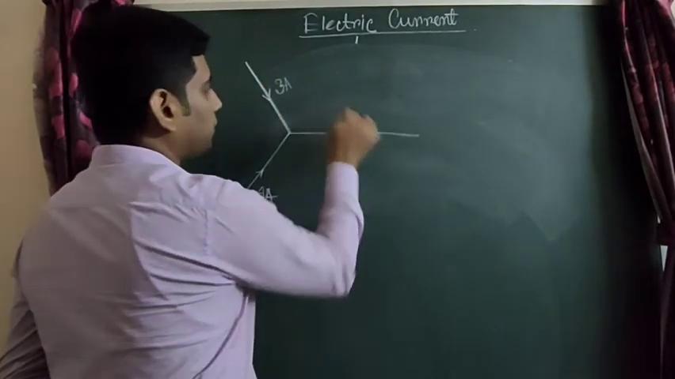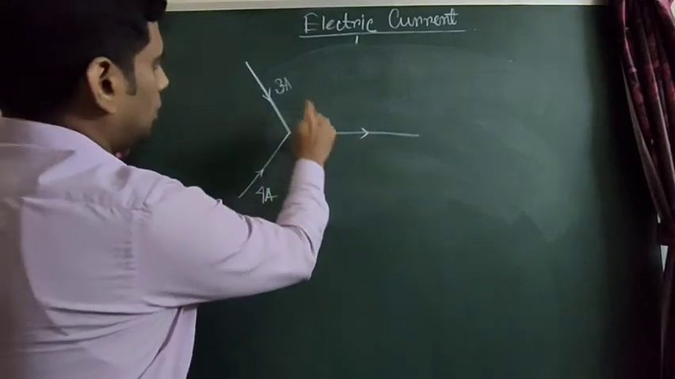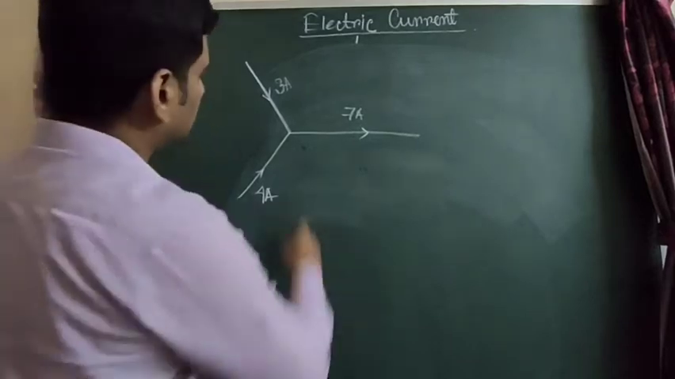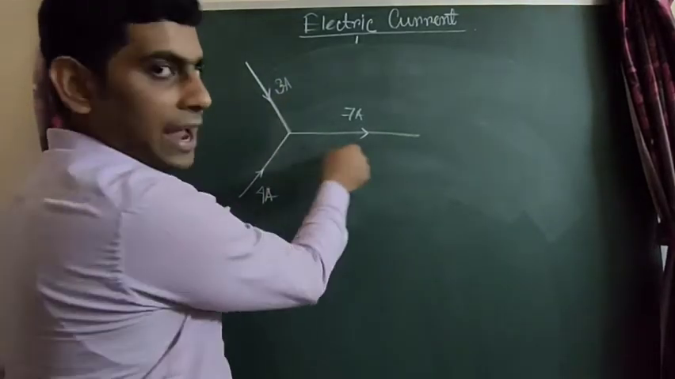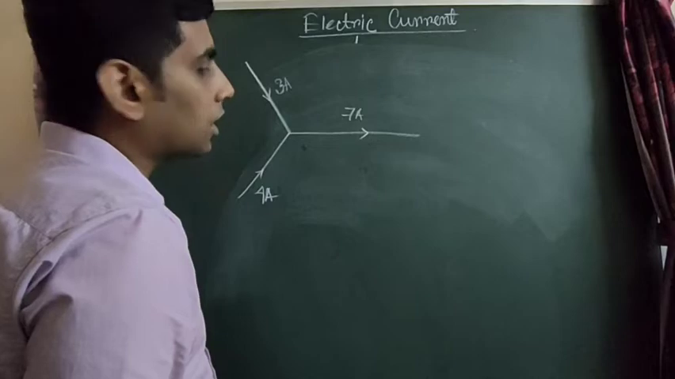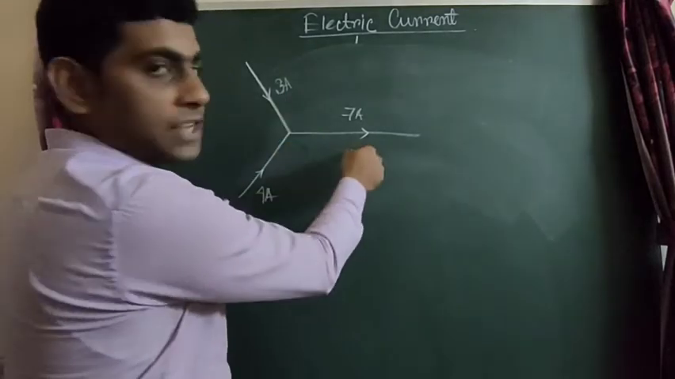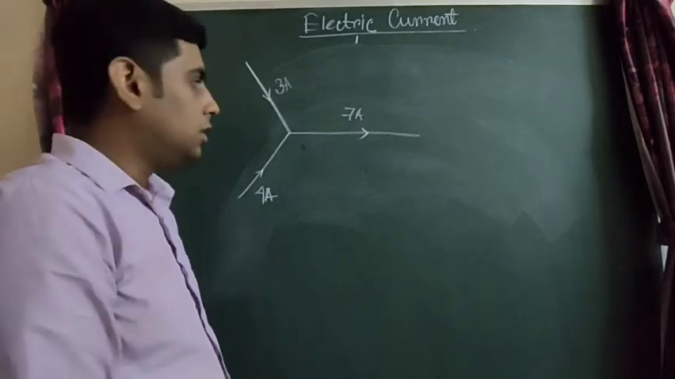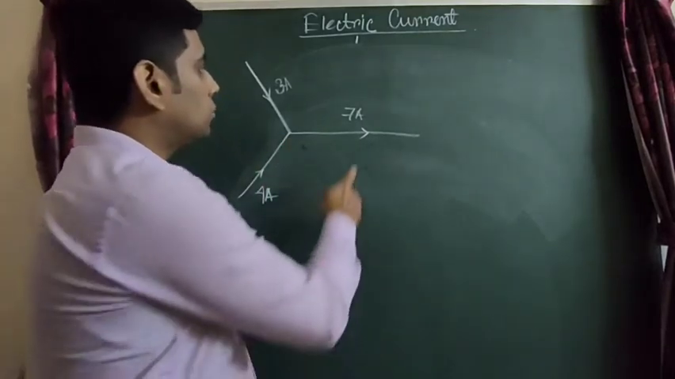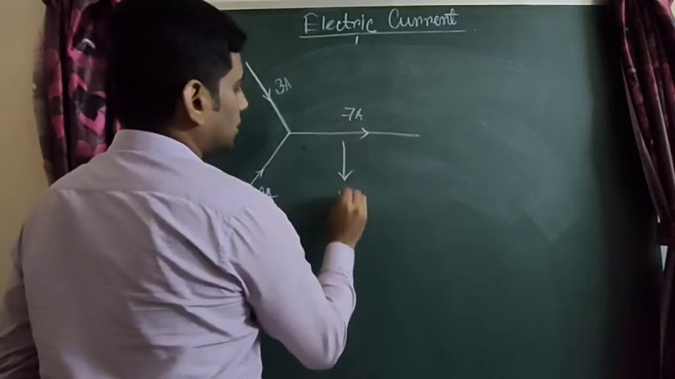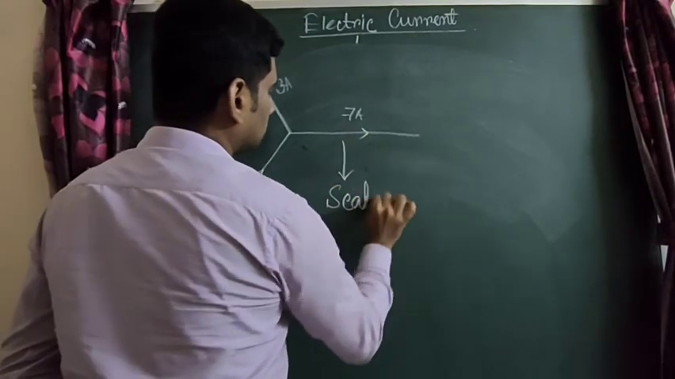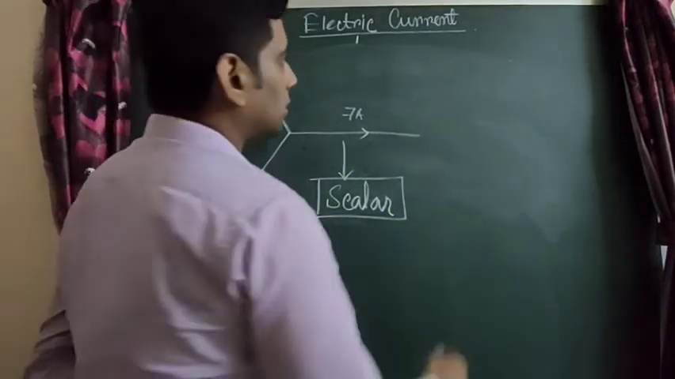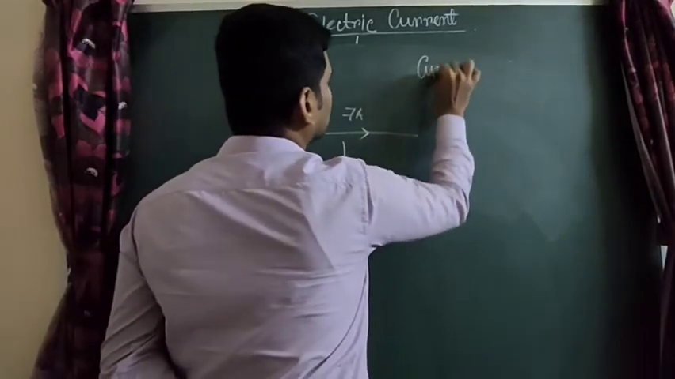So what current will flow through this particular wire? It has been found that here 7 ampere current flows. Means these two get added. But the addition which I have done does not follow the law of vector addition. Directions are not being added. So this current is considered as a scalar quantity. But there is a term called current density.